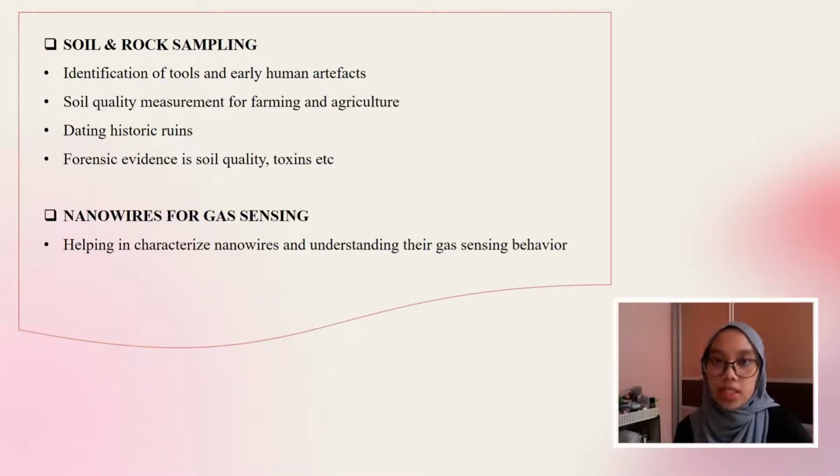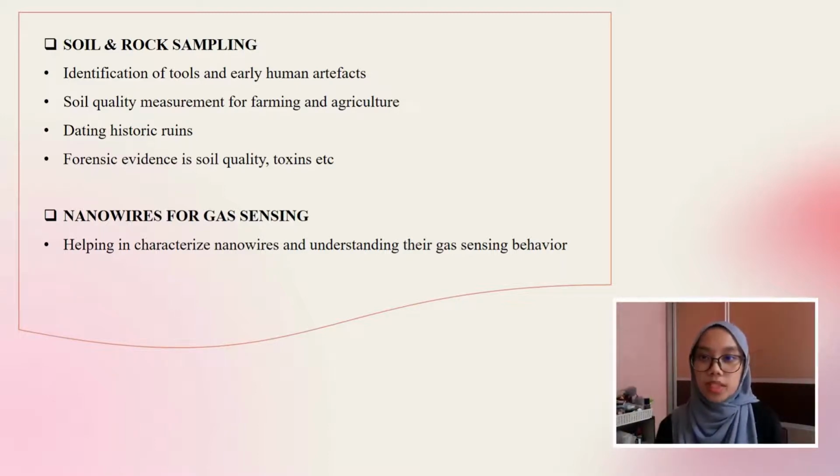Soil and rock sampling. Geological sampling uses SEM to determine the weathering processes and morphology of the sample. Backscatter electron imaging can be used to identify compositional differences, while the microanalysis can provide the composition of elements. The uses of SEM in soil and rock sampling include identification of tools and early human artifacts, soil quality measurement for farming and algae culture, dating historic ruins, and forensic evidence in soil quality, toxins, and others.